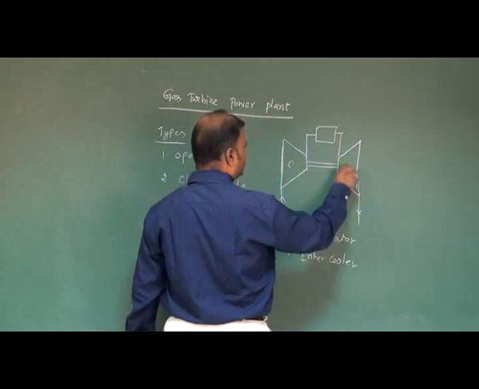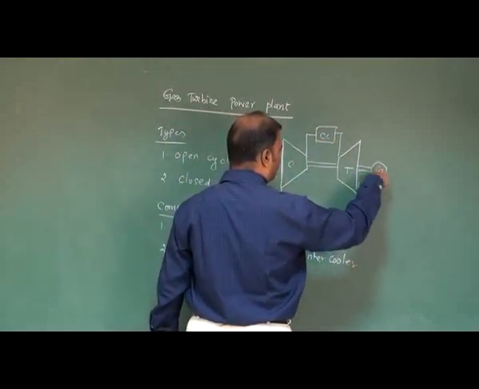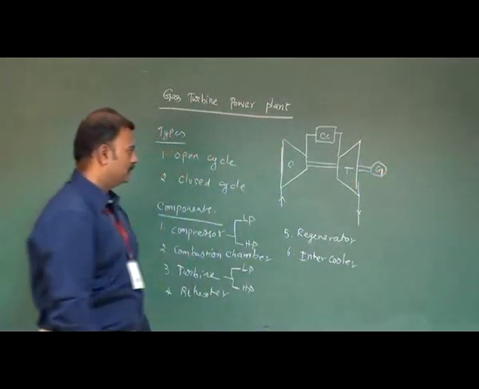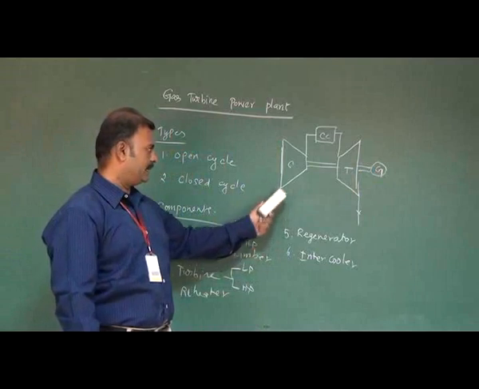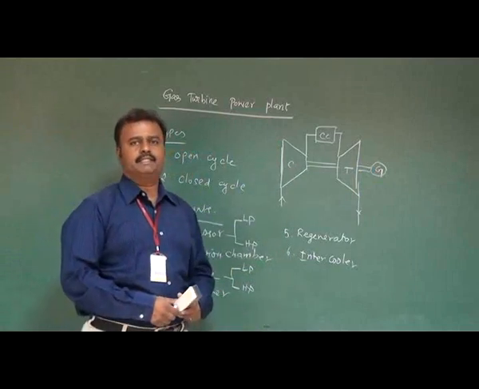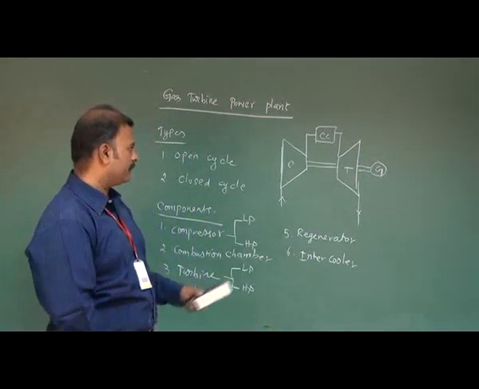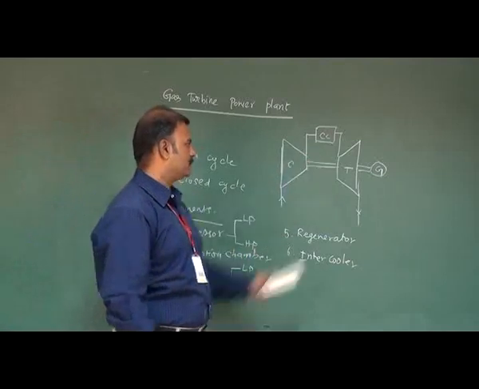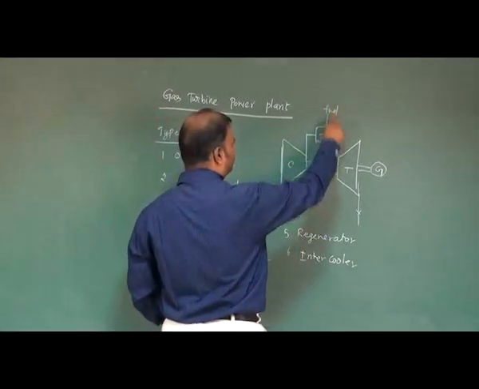This is the compressor, this is the turbine, this is the combustion chamber, and this is the generator where the electricity is produced. The atmospheric air is drawn into the compressor and passes through it. The purpose of the compressor is to increase the pressure of the air. The pressurized air then passes through the combustion chamber, where the combustion takes place.